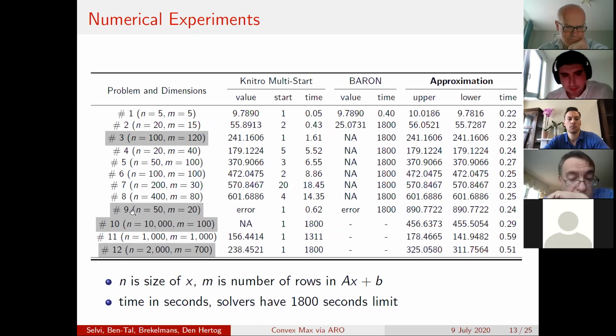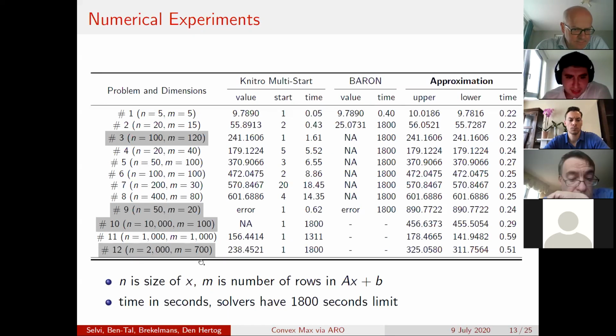The next problem is problem 9. This is a small problem, but this is a computationally very hard problem. So evaluating log sum x is hard. That's why here the solvers fail, but we again find the global optimum value in 0.24 seconds. Problem 10 has 10,000 variables, so this is a larger problem. And the solvers cannot find any solution in half an hour. We find very tight approximations in 0.29 seconds. Our lower bound is 455.5, and upper bound is 456.5. So these are very close to each other.